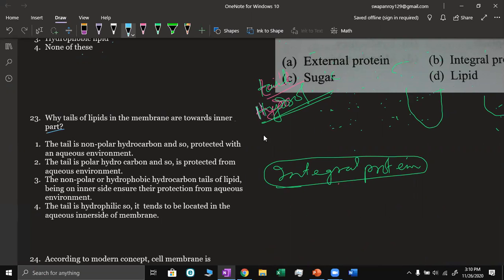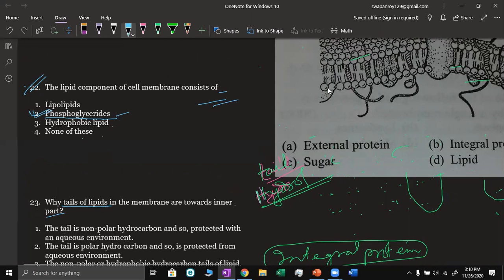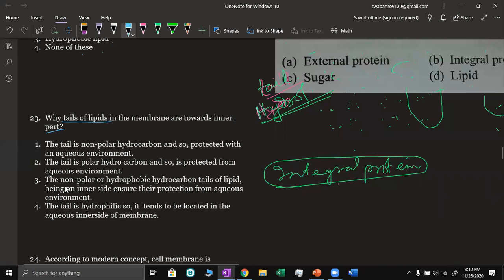Why is it towards the inner part? The tails of the lipid, because the tails are hydrophobic. So which one will be correct? The non-polar hydrophobic hydrocarbon tails of lipid being on the inner side ensure their protection from the aqueous environment. Because it is hydrophobic.